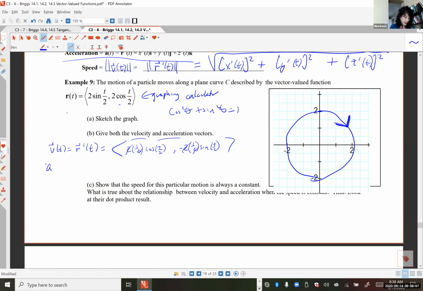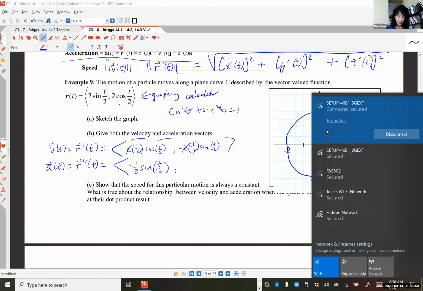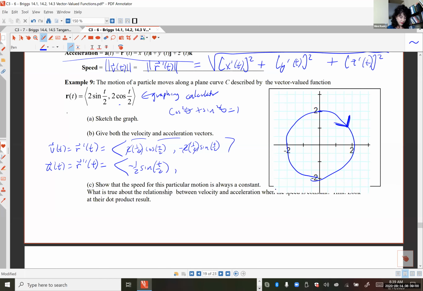Your acceleration vector can be found by just taking the derivative of the velocity vector. So here I'm going to have negative a half sine t over 2 for the first component of acceleration, and then for the derivative of the second component, I'll have negative a half cos t over 2. Okay, and I'm done with finding velocity and acceleration. Now, what about speed? They didn't ask me yet, but in part C, they are. So how do you get speed? It's the magnitude of the velocity vector.